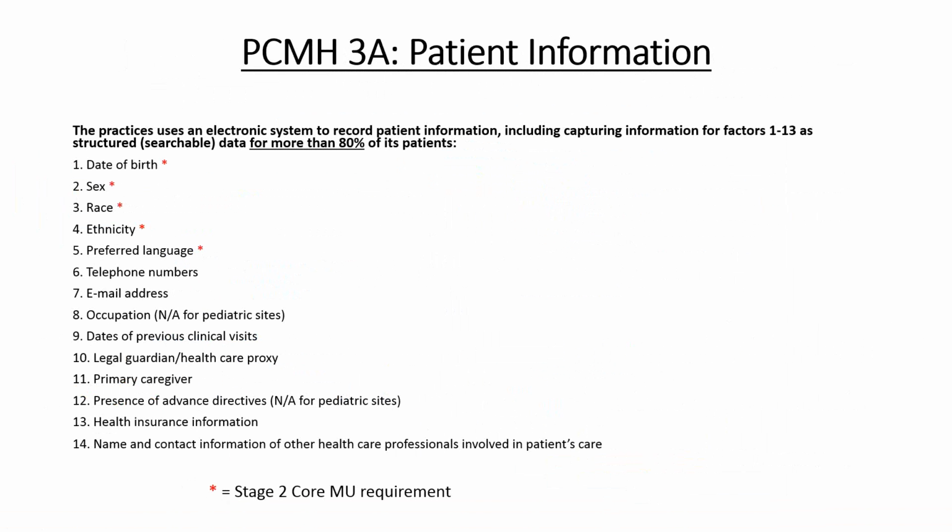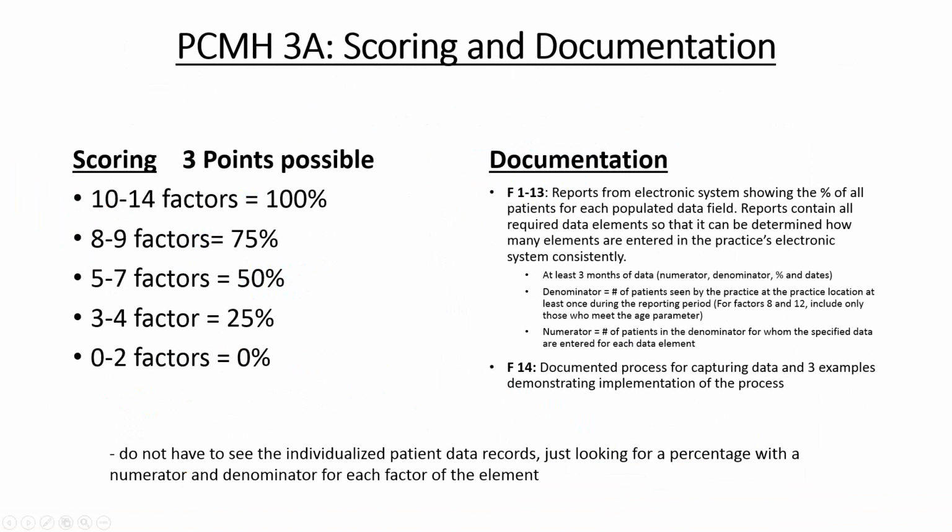For factor 14, this can be collected, obviously, in the patient chart in their care plan. It doesn't have to be searchable or structured data, just captured in the patient's record. So the scoring and documentation requirements, you can see there it's worth 3 points with a minimum of 10 of the factors to get the full 100 points. And for the documentation, again, they're looking for more than 80% of patients have each of those factors, factors 1 through 13, in their record. And you can see there the numerator, denominator, and percent that they're looking for.